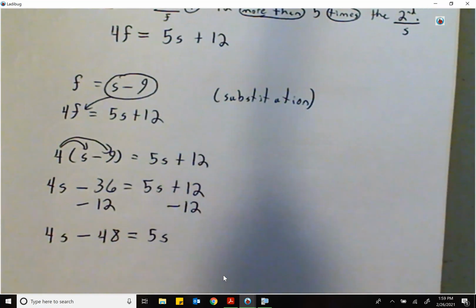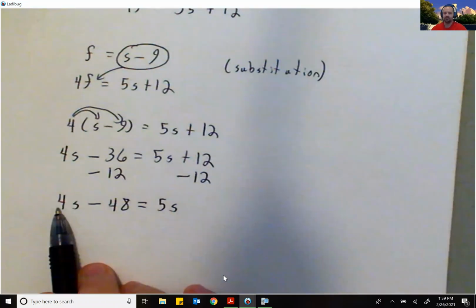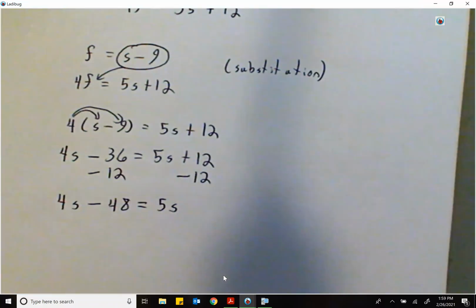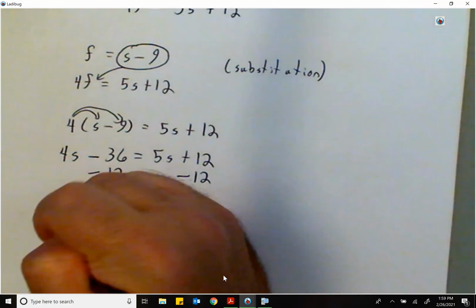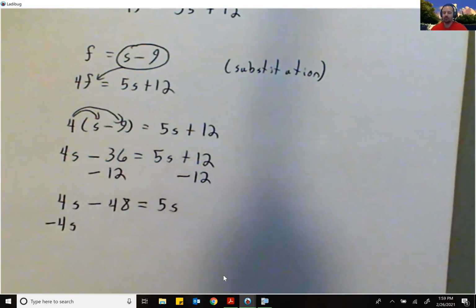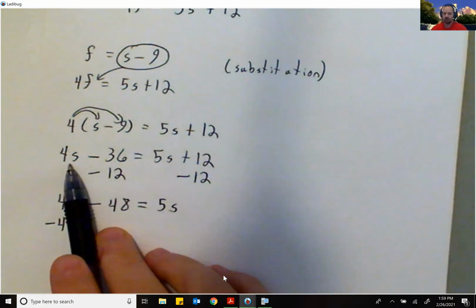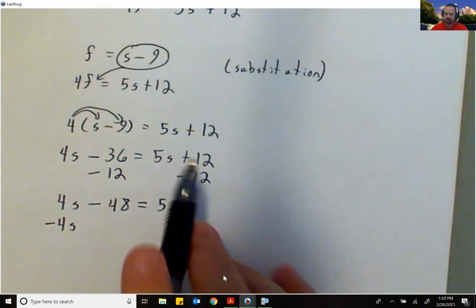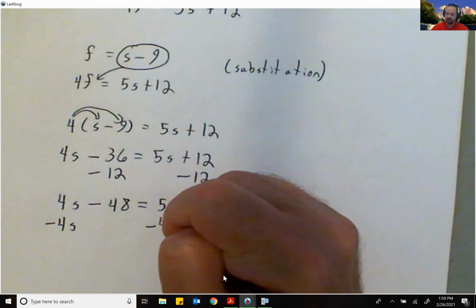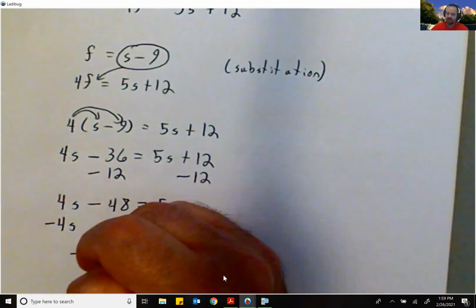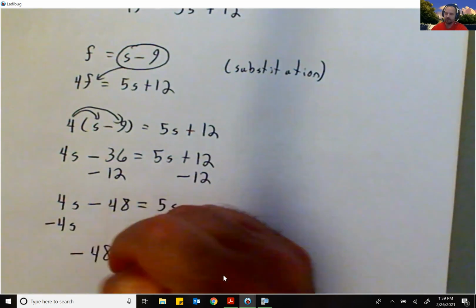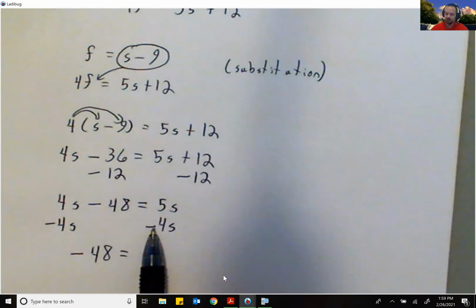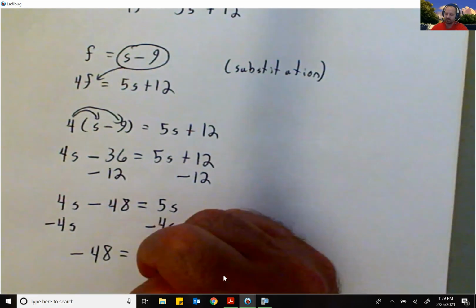And then I moved the 4S over to the 5S. How do you move 4S over to the 5S? I subtracted it. Okay, and that's one way to do it. I would have moved the 5S over to the 4S and then added the 36 to the other side, but it doesn't matter. We're all going to get the same answer. So we got negative 48 equal to 5S minus 4S. It's just 1S.